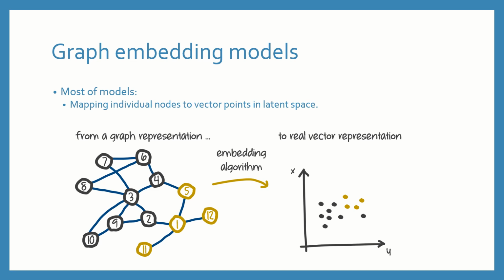Over the years, there are different kinds of graph embedding models, and most of them aim to map individual nodes to vector points in the latent space. For example, from the graph, the model tries to represent each node as a real-valued point vector representation in the latent space. So we can see that the model tries to learn each node embedding as an individual vector in the latent space.